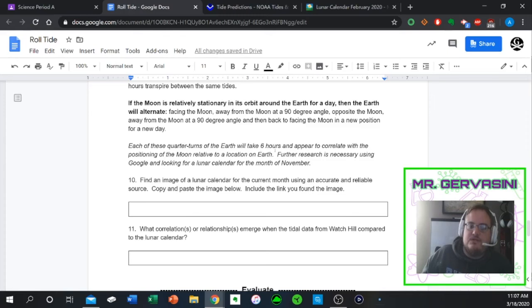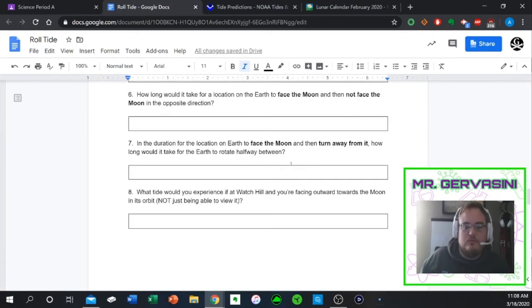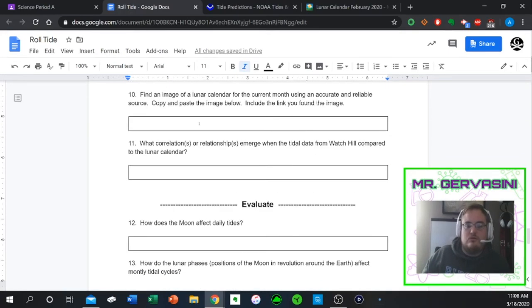Each of these quarter turns of the Earth will take 6 hours and appear to correlate with the positioning of the moon relative to the location on Earth. Further research is necessary using Google looking for a lunar calendar for the month of November. That's a typo. That should be February. Okay? So you're going to pull in your calendar, paste it in, and then further explain what correlations. All right? Tomorrow we'll diagram the tides, give you a better understanding, a visual understanding, and then we'll complete this evaluate and finish roll tide, which will then bring us to eclipses, the last phenomenon in this unit.